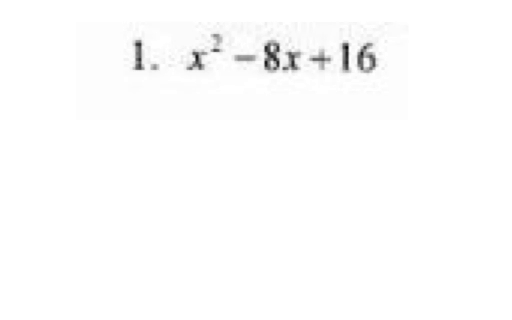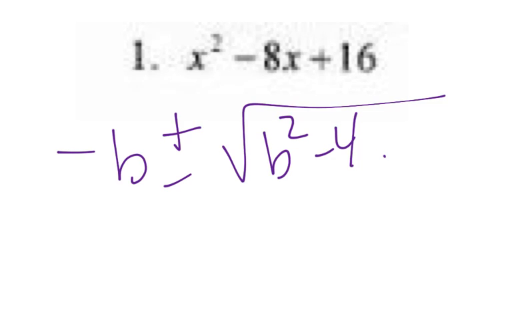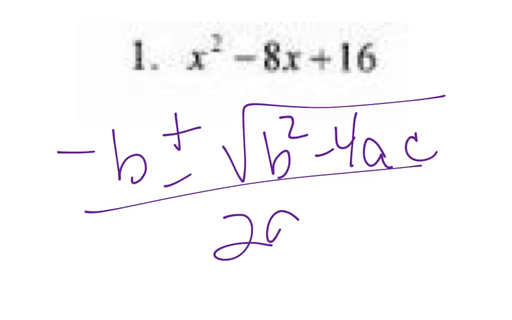This is Algebra 2. This is the second day of quadratic formula. This time we're actually going to solve. We're not just going to focus on the discriminant. Quadratic formula is negative b plus or minus the square root of b squared minus 4ac all over 2a. We focused yesterday just on the part under the radical, the discriminant.